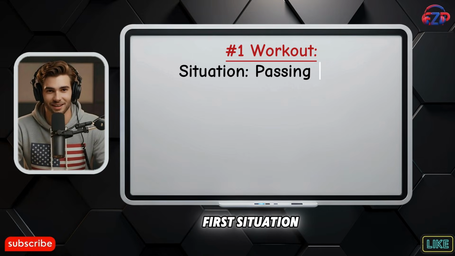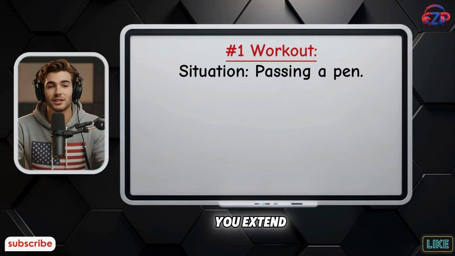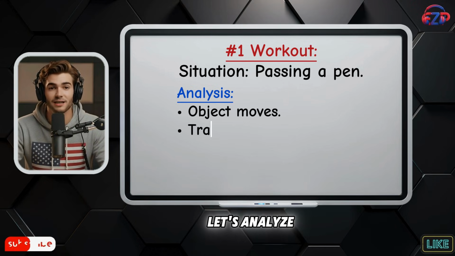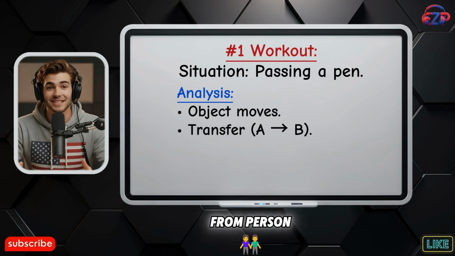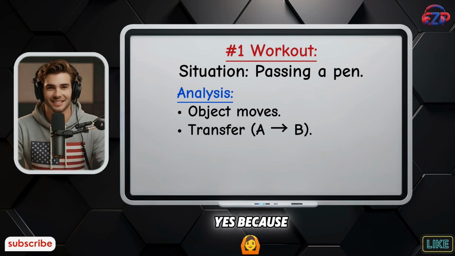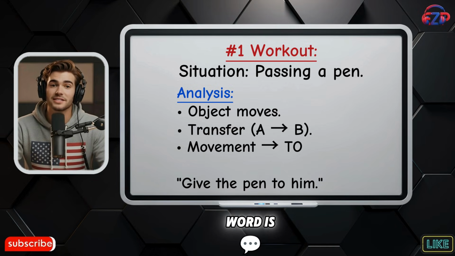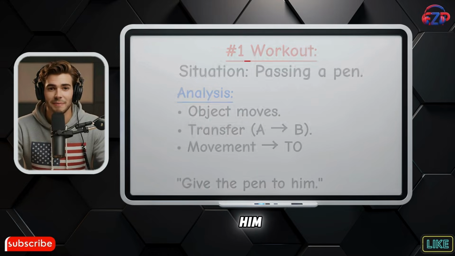First situation. You are holding a pen. Your friend needs it. You extend your hand and pass the object to him. Let's analyze. Did the pen move? Yes. Was it a transfer from person A to person B? Yes. Because there is movement and transfer, the correct word is to. So you say, please give the pen to him.